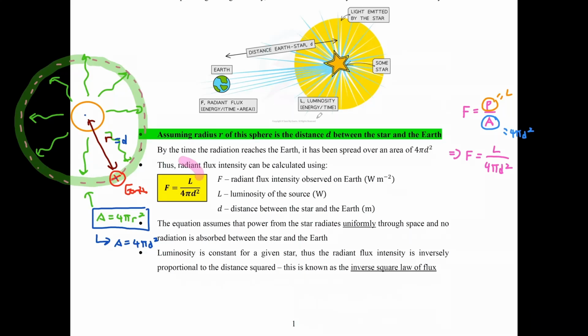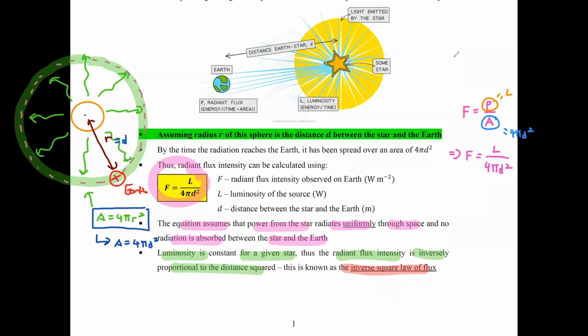Now, the equation assumes that power from the star is radiated uniformly through space and no radiation is absorbed between the star and the Earth. If you have any given star, the luminosity here will be constant. Thus, radiant flux intensity is inversely proportional to your distance squared. This is known as your inverse square law.